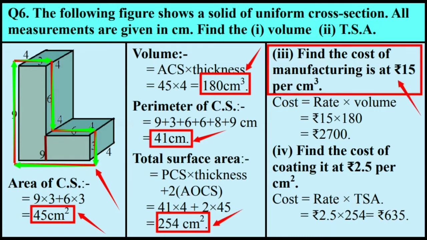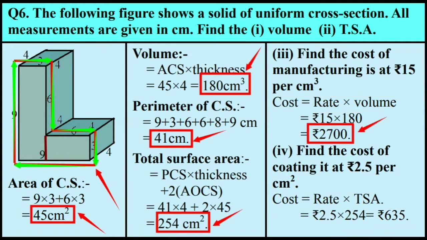Here I have put a tag to find out the cost of manufacturing the figure at the rate rupees 15 per centimeter cube. The expression for the total cost of manufacturing it is rupees 15 multiplied by 180, where rupees 15 is the rate of manufacturing the figure and 180 is the volume of the figure. The result obtained is rupees 2700, and this is the cost of manufacturing the figure.